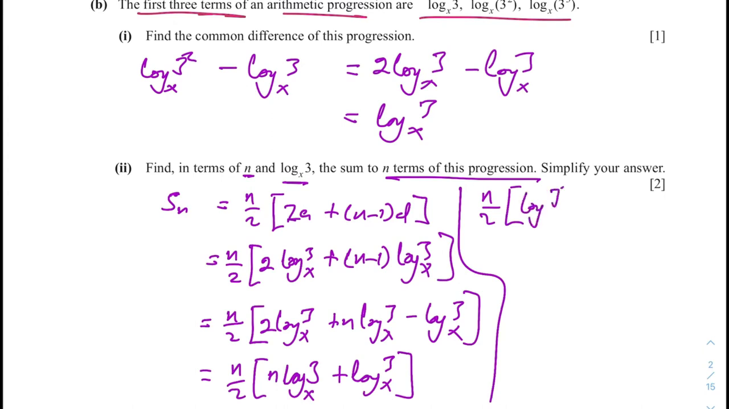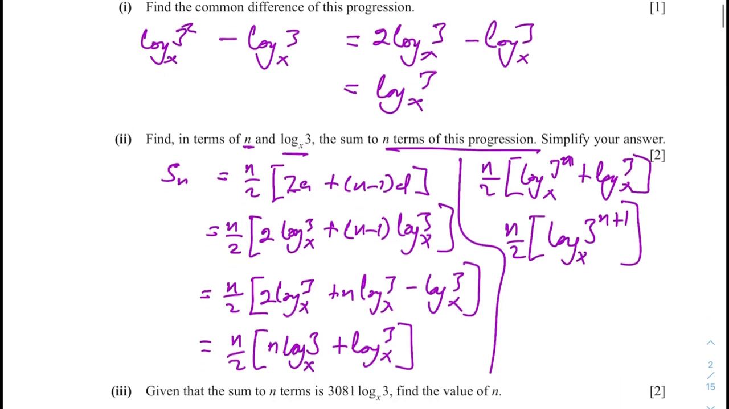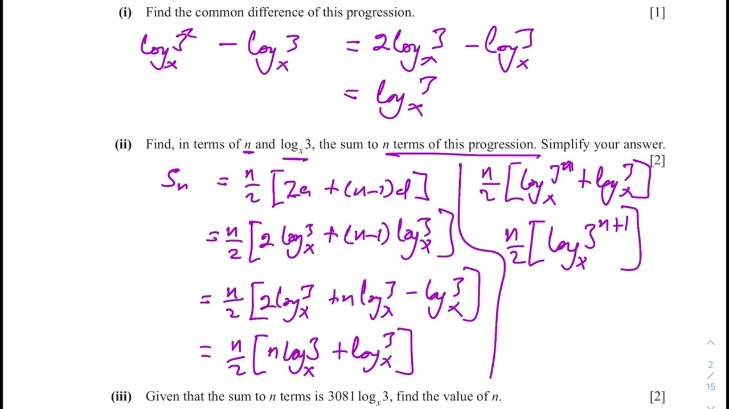That should give us log 3 to the power n base x, plus log 3x. If you combine this, you should have log 3 to the power n plus 1 base x. This is because if we're adding two logs, they're actually multiplying. And when they are multiplying, you keep the base and you add the powers, from indices. So this is what you have. Now I believe we can even further simplify this. Check this thing out.